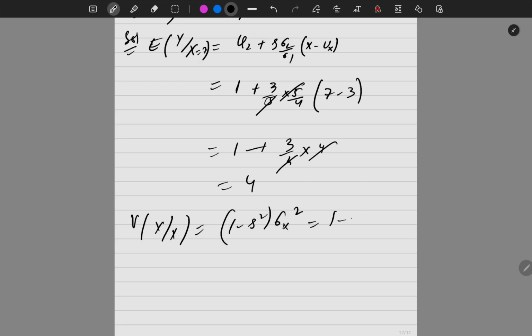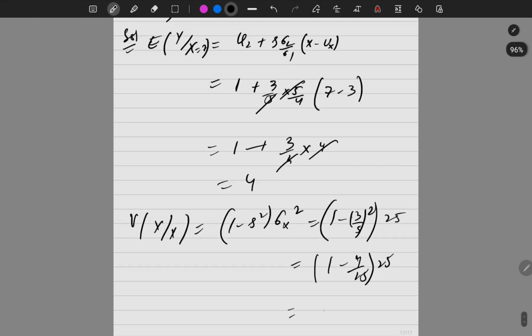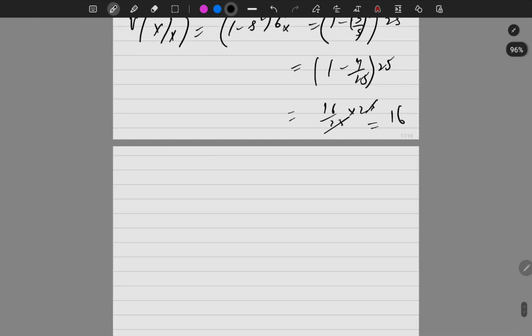So 1 minus rho squared, rho is 3 by 5, square into sigma x squared, this is 25. So this will be 1 minus, 3 3s are 9, into 25. So this will be 25 minus 9, that is 16, divided by 25, into 25. This 25 goes, this is equal to 16. So variance of y given x is 16.